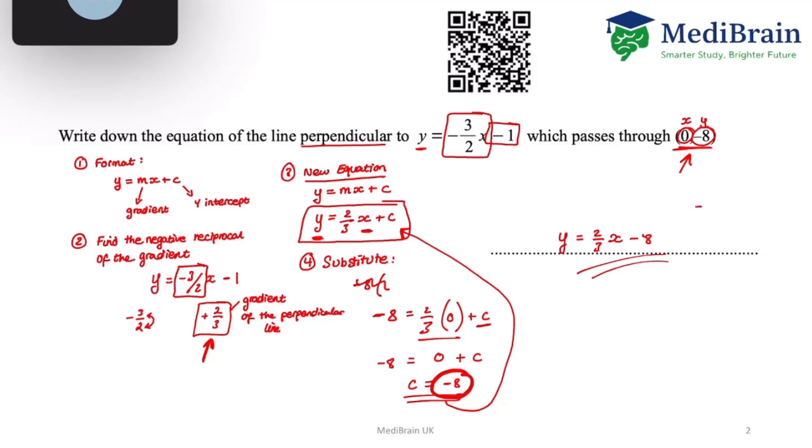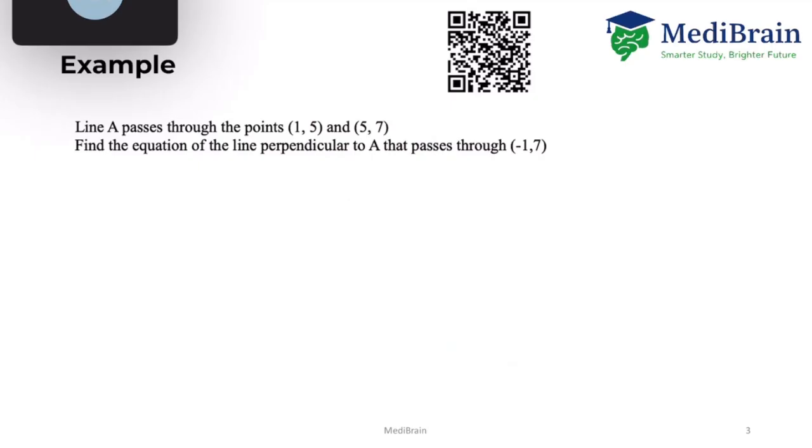Okay, so that's just a bit of a recap from what we did in our last lesson. Today we're going to move on to a bit more complicated style of questions, and I'm going to have a go at the first one as a model example, and then I've got some for you to have a go at. So it says line A passes through the points 1, 5 and 5, 7. Find the equation of the line perpendicular to A that passes through -1, 7.